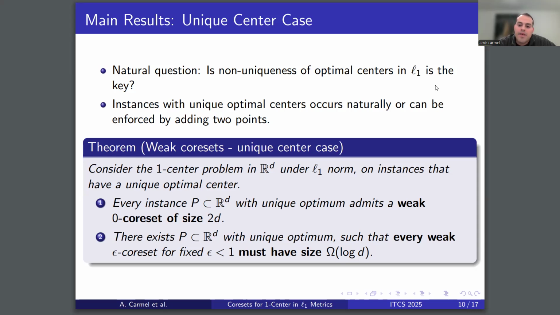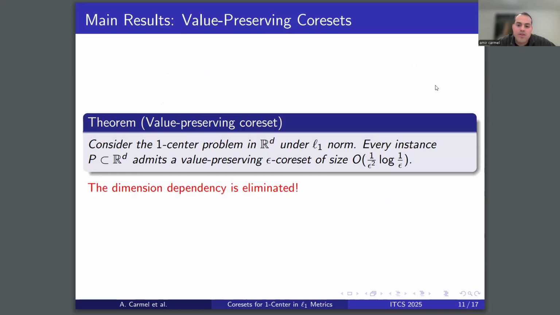But even if we want to have some dependency on epsilon, every weak coreset must have size that is Omega of log d points. So there is still a dependency on the dimension, which we can't get rid of. So next we study value-preserving coresets. And we managed to show how to get rid of the dimension dependency, and we actually get a dimension-free bound for value-preserving coresets.